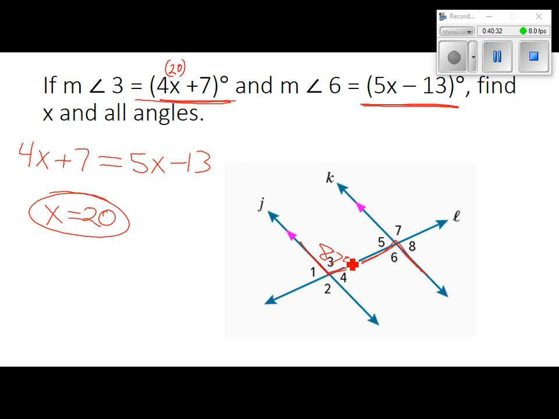Now, can we find all the other angles? Give me one. 2 is 87. 6 is 87. 7 is 87. 1 is 93. Everybody agree with her on that? What else? 4 is 93, 5 is 93, and 8 is 93.